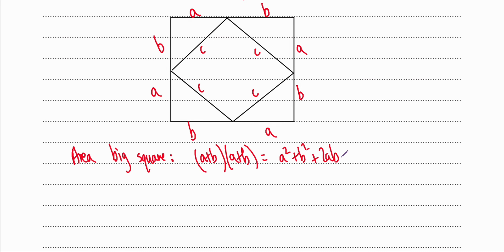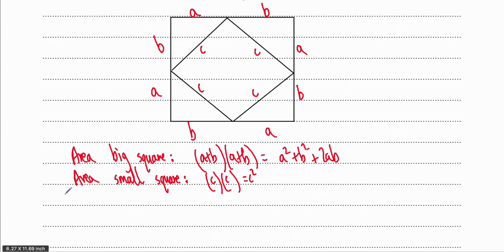Now what's the area of the small square? Well, this is even simpler, right? Because the small square just has the length C. So the area for a square is just going to be C times C, which is C squared. Okay, so I have the area of the big square is A squared plus B squared plus 2AB. And the area of the small square is just C squared. Okay, well, A, B, and C are just some random numbers, okay?